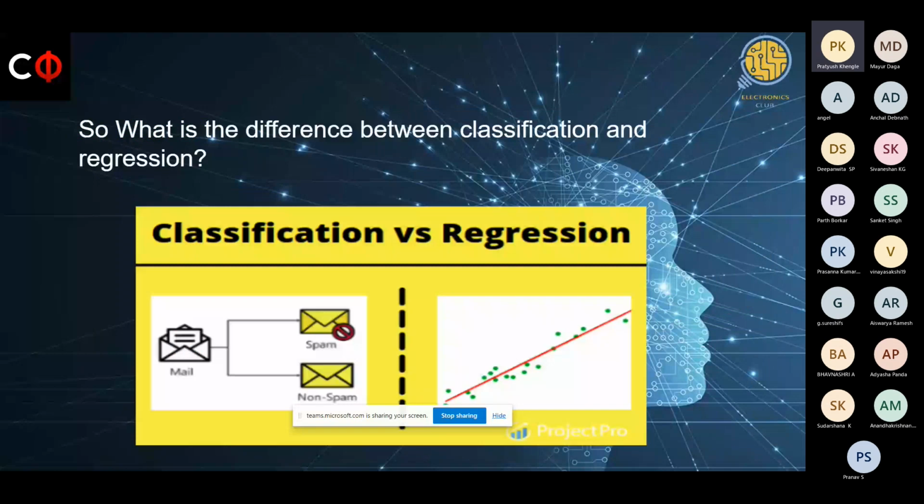So what's actually the difference between classification and regression? In regression, our model returns a numeric value, while in classification, it returns a label like spam or not spam. But in regression, it will return a numeric value like 1, 2, 0, something like that. That's the main difference between classification and regression.